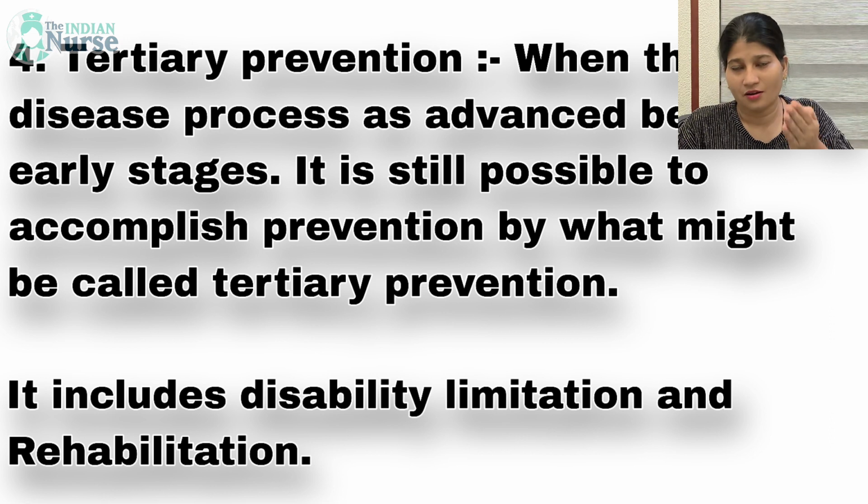Here the disease has reached an advanced extent, but we still have hope through disability limitation. For example, because of certain diseases we have to do amputation, and all such things we can prevent, and even then there is rehabilitation. So this is about tertiary prevention, and about the levels of prevention. This is a very important question for the 5 marks, and they may even ask it for 10 marks with clubbing. Today I dealt with 2 questions: levels of healthcare service and levels of disease prevention.